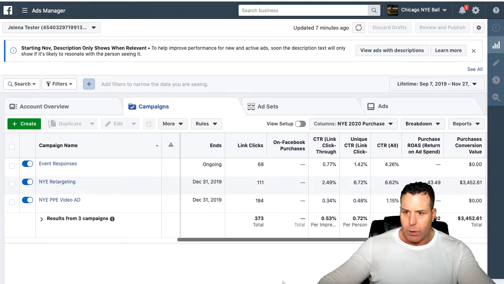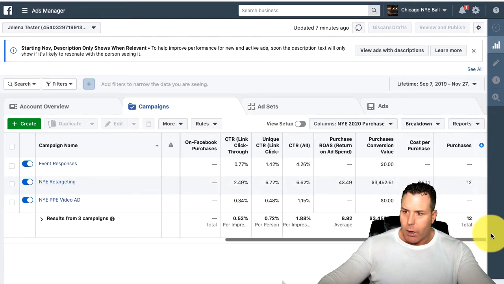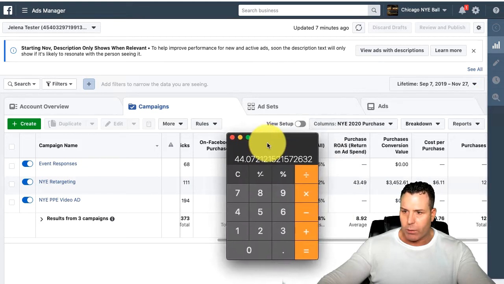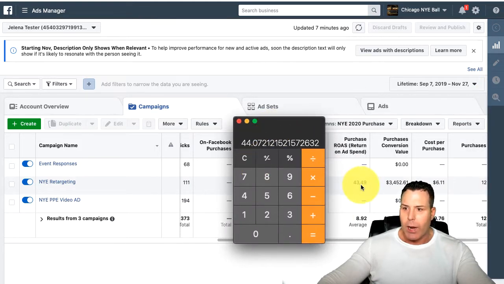let's see, where is it at? I have it set up here. Okay, so we're at 43.49. So it's right in the same neighborhood. So yeah, 43.49 is my purchase ROAS.